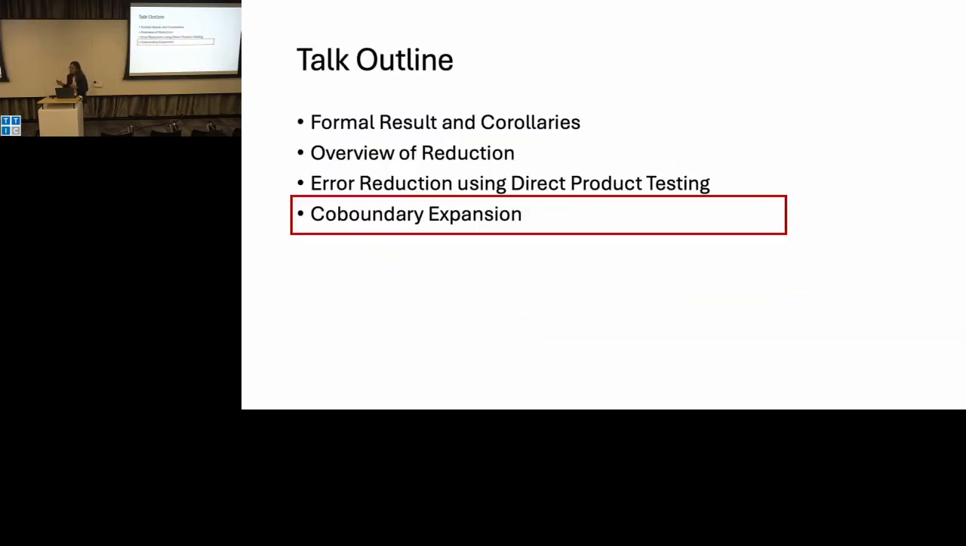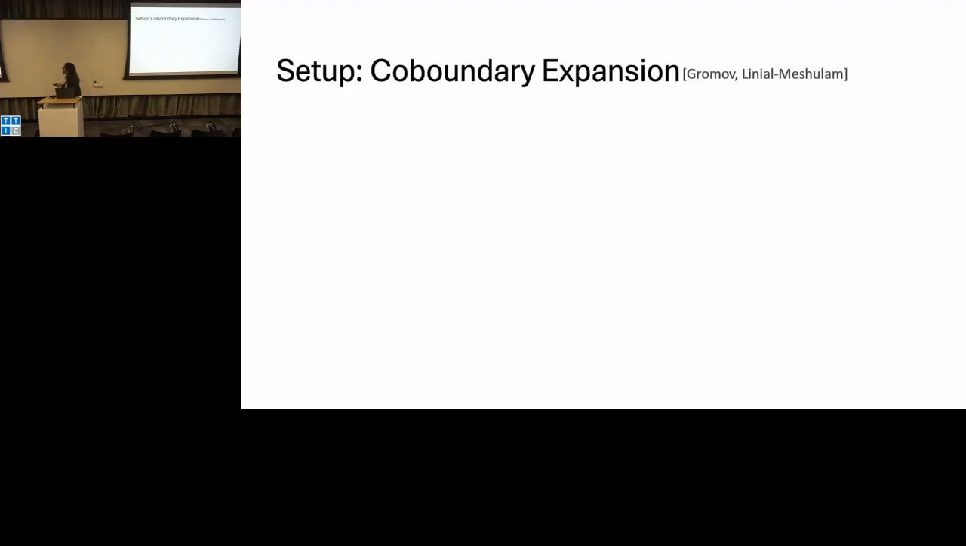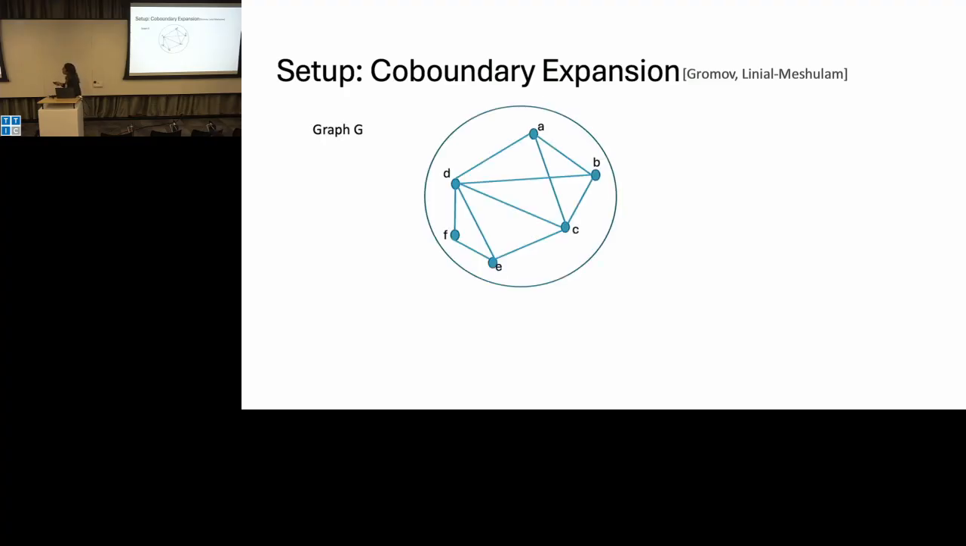Okay, so finally, let me just mention this notion of coboundary expansion, as it might be interesting to many of you. It really is a very nice definition motivated from local algorithms. So the setup is that you just have a graph, and I'll define when this graph is a coboundary expander.